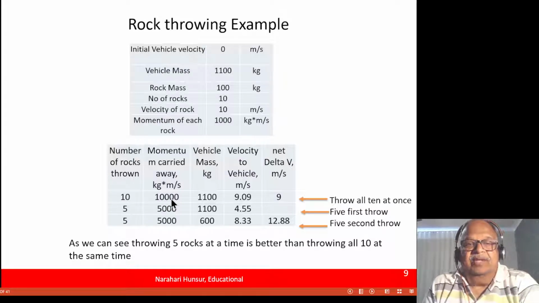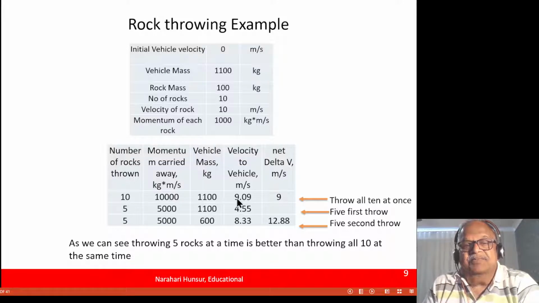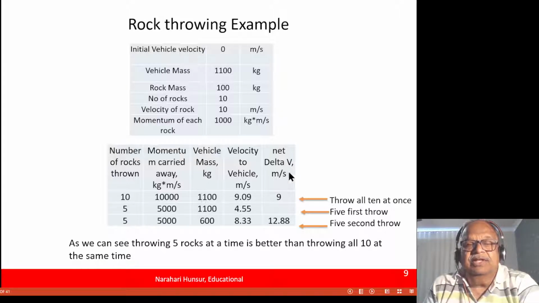meters per second. And since the vehicle mass from which he's throwing was 1100 kg, the vehicle will get about 9 meters per second velocity in the direction he wants. So the net delta V the sled is getting is about 9 meters per second. Let's say this is when he throws all the 10 at once.